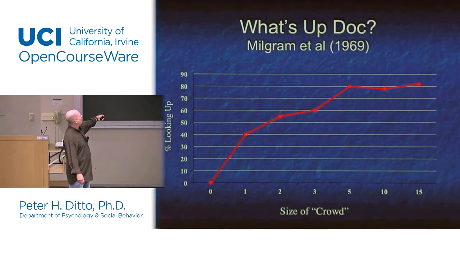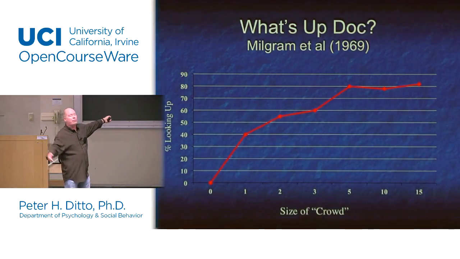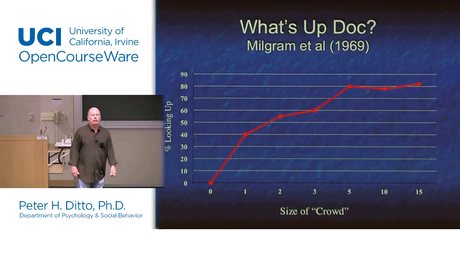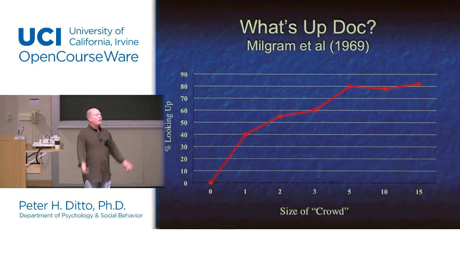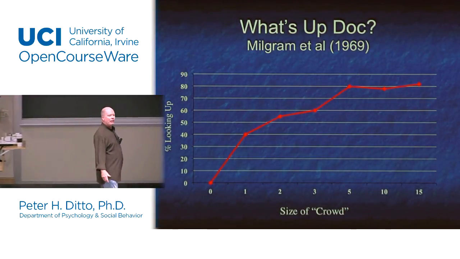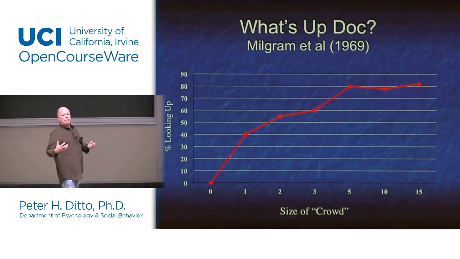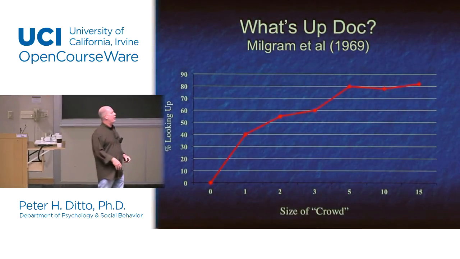After one person, still 40% of the people look up. It gets more, but at some point, here at about 5, it just flattens out. So again, you get 5 people standing in the middle of the street looking up. Why do you look up? Because you're embarrassed not to look up? No, you look up because you wonder what's up there. What are they looking at? So it's this power that other people have, this sort of informational power.